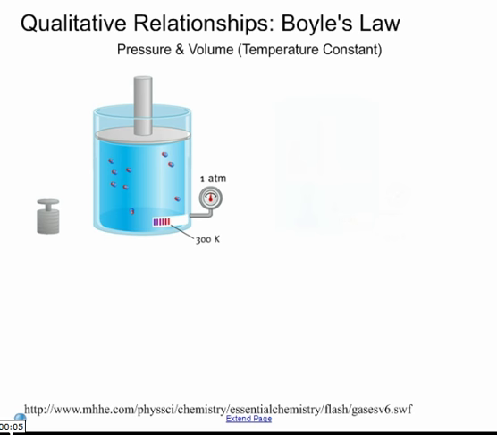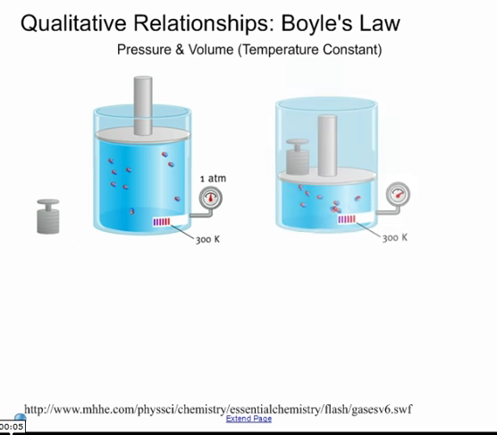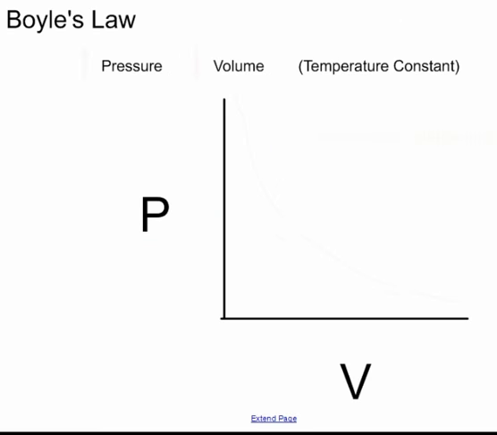In this simulation, we saw that if you have a fixed quantity of a gas at 300 Kelvin and 1 atmosphere of pressure, and you then increase the pressure of the gas by putting this weight on top of the movable piston, the pressure increases to 2 atmospheres. With the temperature remaining constant, the volume is cut in half. This is a law that we call Boyle's Law.